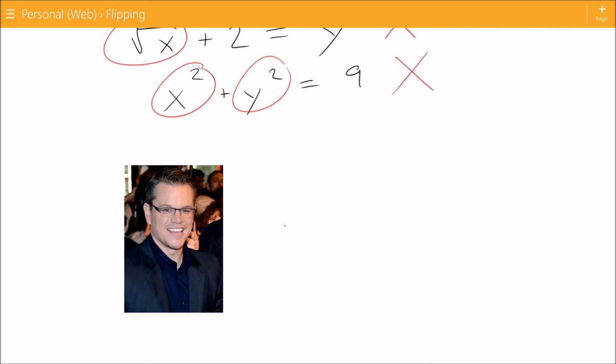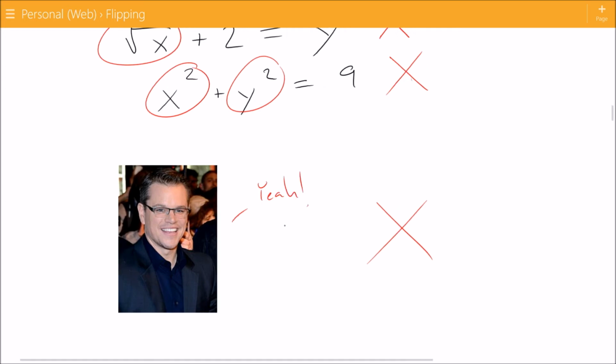Matt Damon also is not a linear equation. He looks like he should be saying something though. Be like, yeah. Okay.